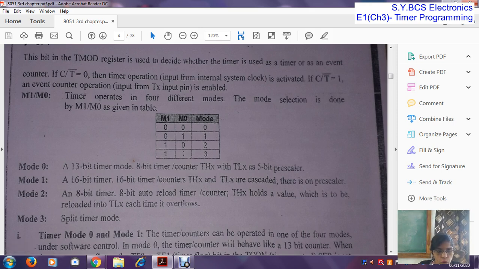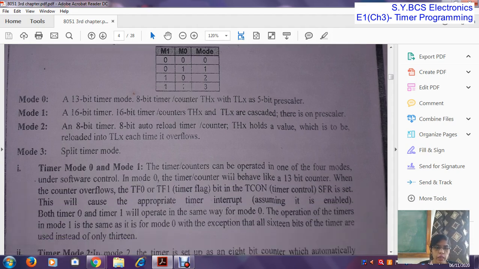Mode 2 is an 8-bit auto-reload timer/counter. THx, the higher byte of timer 0 or timer 1, holds the value which is to be reloaded into TLx, the lower byte, each time it overflows. And mode 3 is the split timer mode.